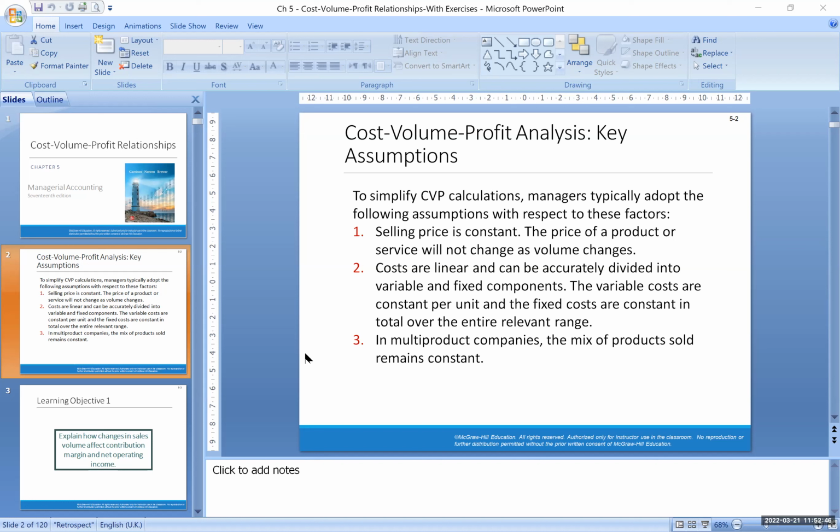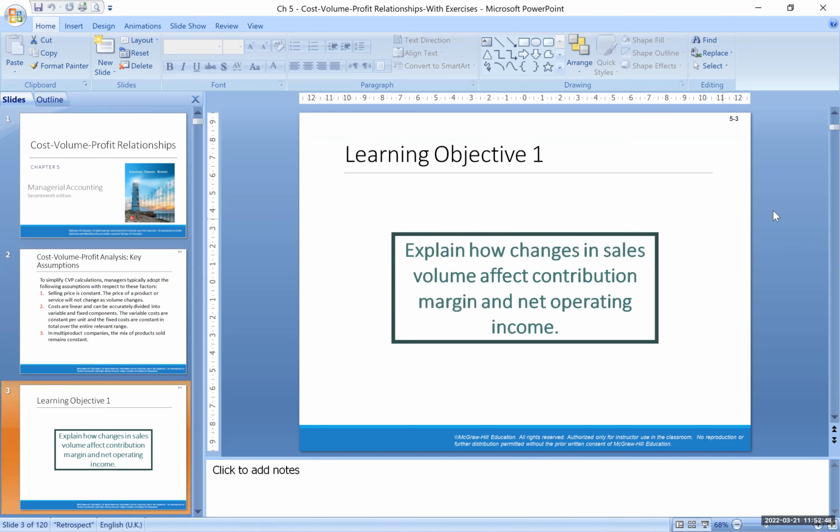Let's start with learning objective number 1 for this chapter: explain how changes in sales volume affect contribution margin and net operating income.